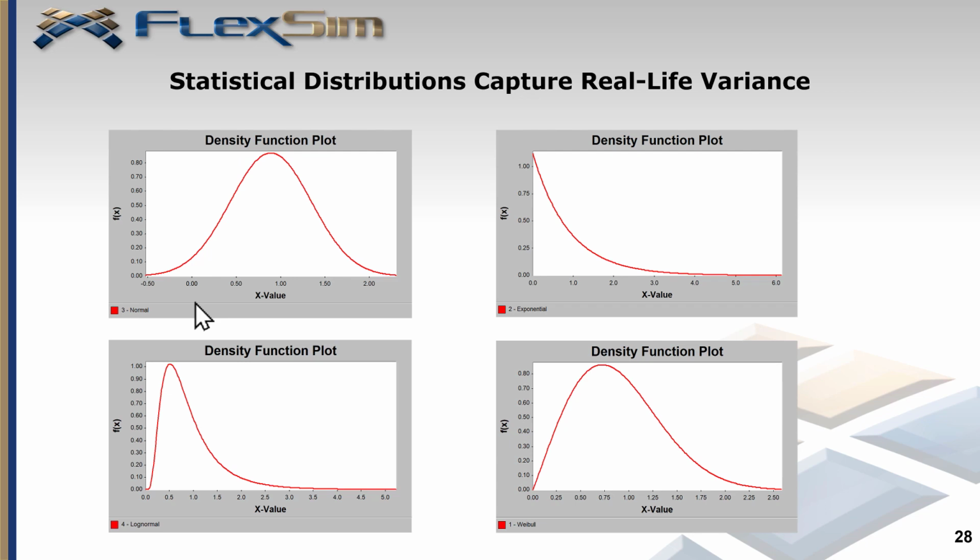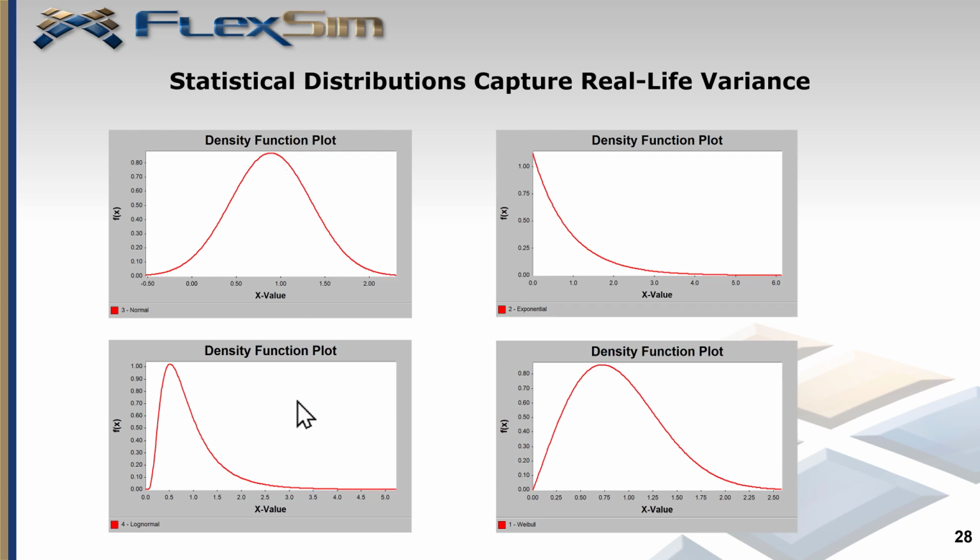This normal distribution density function plot is symmetrical about the mean. So the mean is right about here at 0.7 or so on the x value axis, and then it falls off in probability symmetrically to the left and to the right. The probability of values higher or lower than that mean value is less than the probability of the mean value itself.